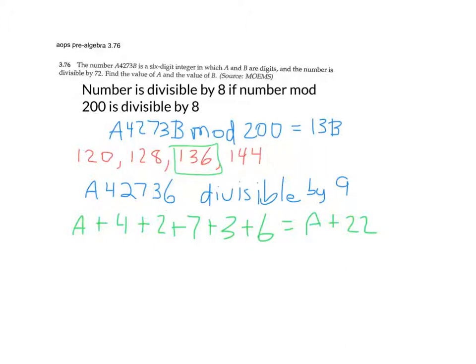And now let's add up the digits of what we've got. We put the 4 with the 6 and the 7 with the 3, so we get 22. So a plus 22 must be a multiple of 9. The only way to get to a multiple of 9 is 27. We can't get to 36, and can't go down to 18. So a plus 22 is 27, and a must be 5. So our answer is a is 5 and b is 6, and that would be a multiple of 72.